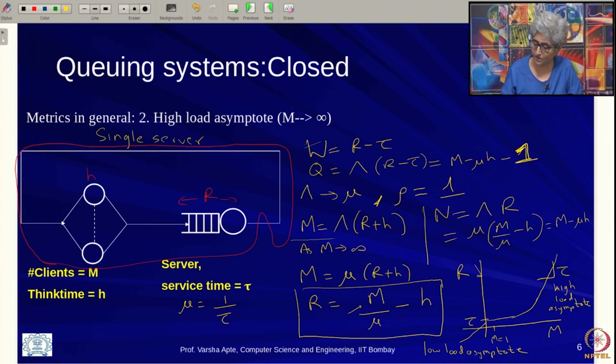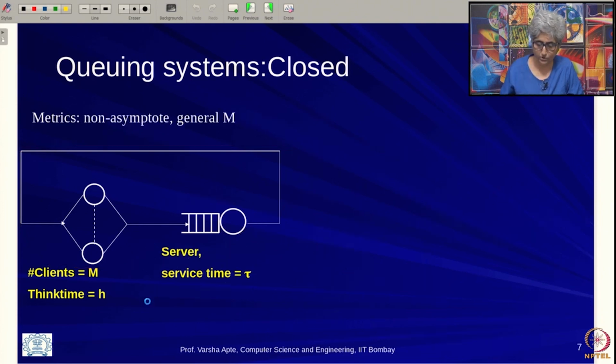We started with the basic m is equal to capital lambda r plus h, the Little's law region. The basic point from where we start is we know that throughput is going to converge to mu when m tends to infinity, that gave us r. From r we got n, then from throughput again we get waiting time by Little's law or by taking r minus service time basically, and then we get q by Little's law. Okay. So, this is all the same calculations we did earlier, just symbolically. So, we will just show that.